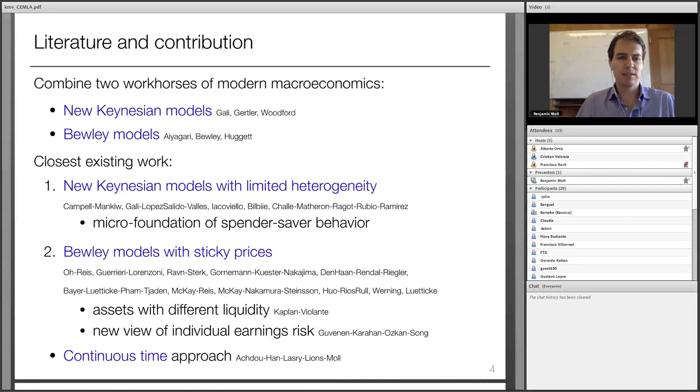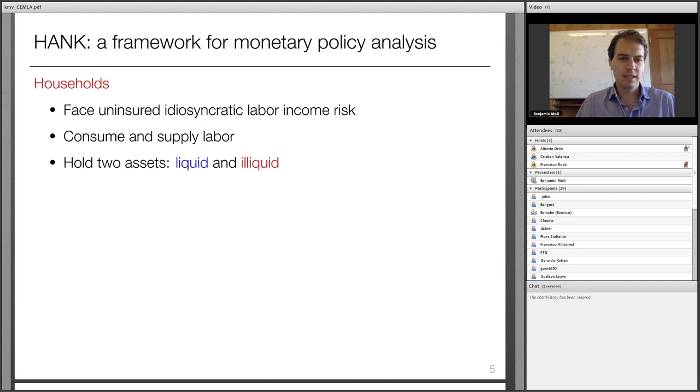Okay, so let me dive straight in. This is the main important slide of the paper, I think. So this is where it's worth paying attention. And this slide is where we explain what the households look like in our model.